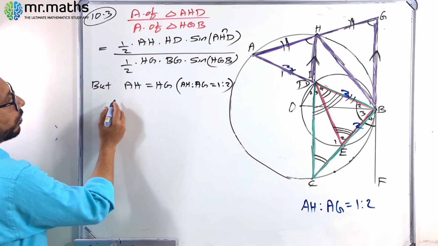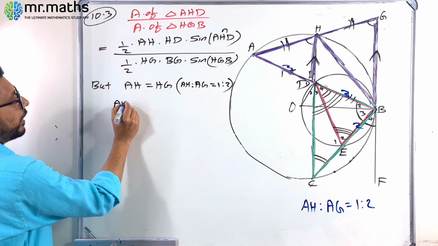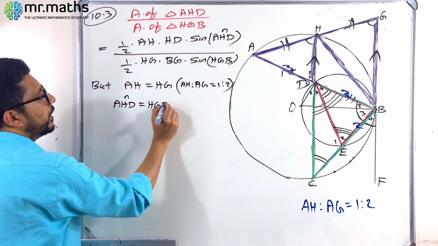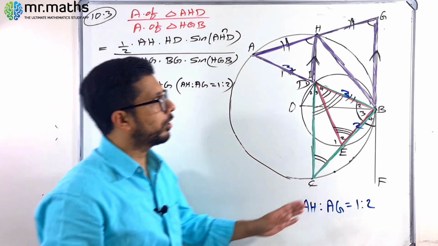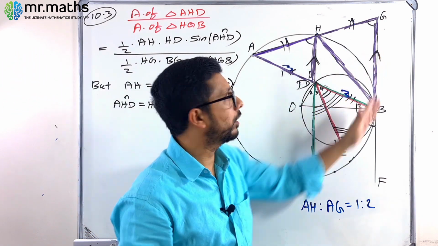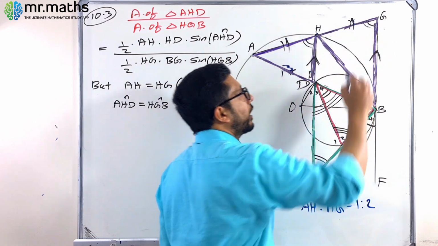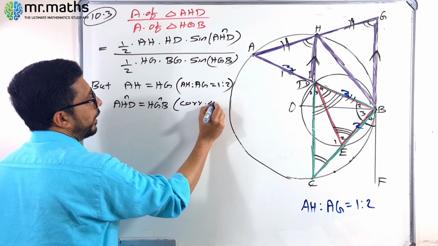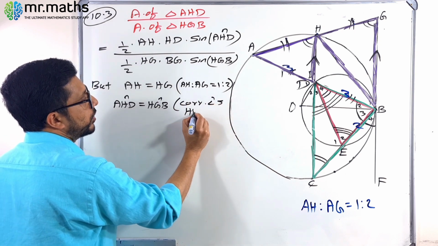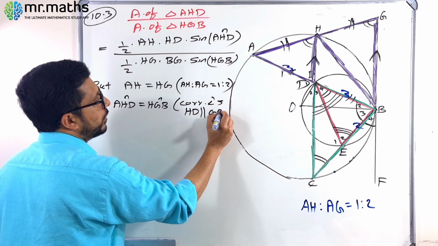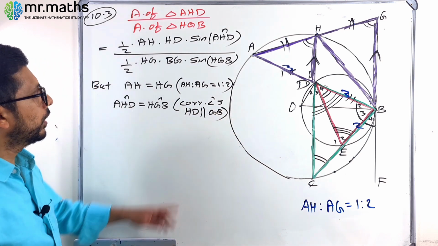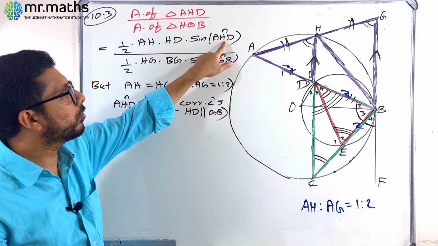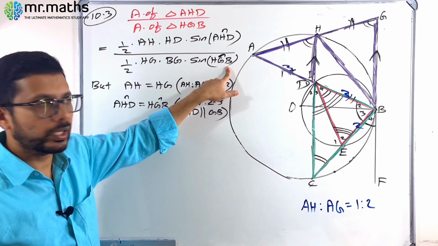Now also angle AHD, this angle, is equal to HGB. Can you say what is the reason? I already told you at the beginning, these two lines are parallel, so this angle and this angle are corresponding angles. Am I right? Which two lines are parallel? HD is parallel to GB. So now if these two angles are equal, it means that sine of those angles are also equal. Am I right?